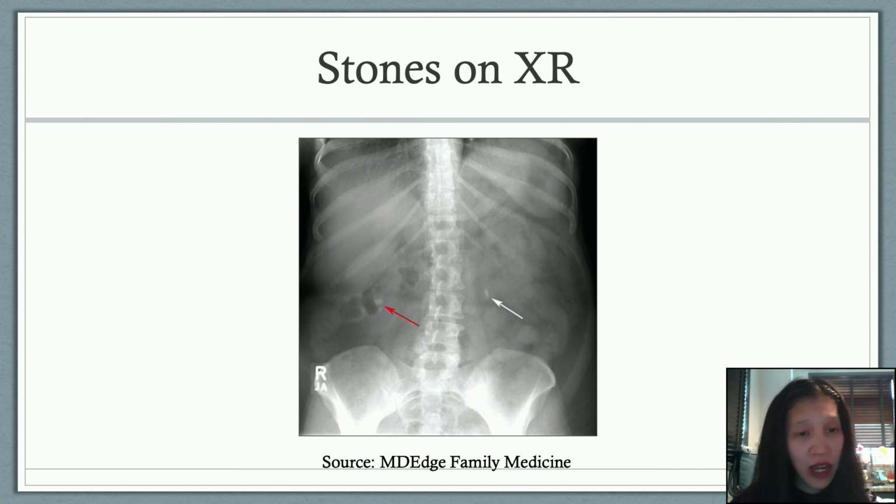And then here is how stones might look on an X-ray. As I mentioned, these would be calcium-based stones that you can pick up on X-ray, and they're the little tiny white stones that you see on both sides there.